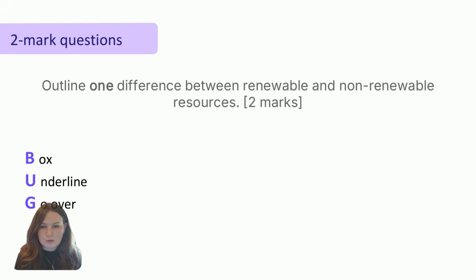This is a fairly typical example here, and it's: outline one difference between renewable and non-renewable resources. We're going to have a look at a way to break down this question, and a really good way to do this is using the BUG technique. Now, you can use this in lots of different types of questions, but what you're going to do is box the command word, underline the keywords, and then go over the question to make sure you've understood it and that you know how many marks are up for grabs.